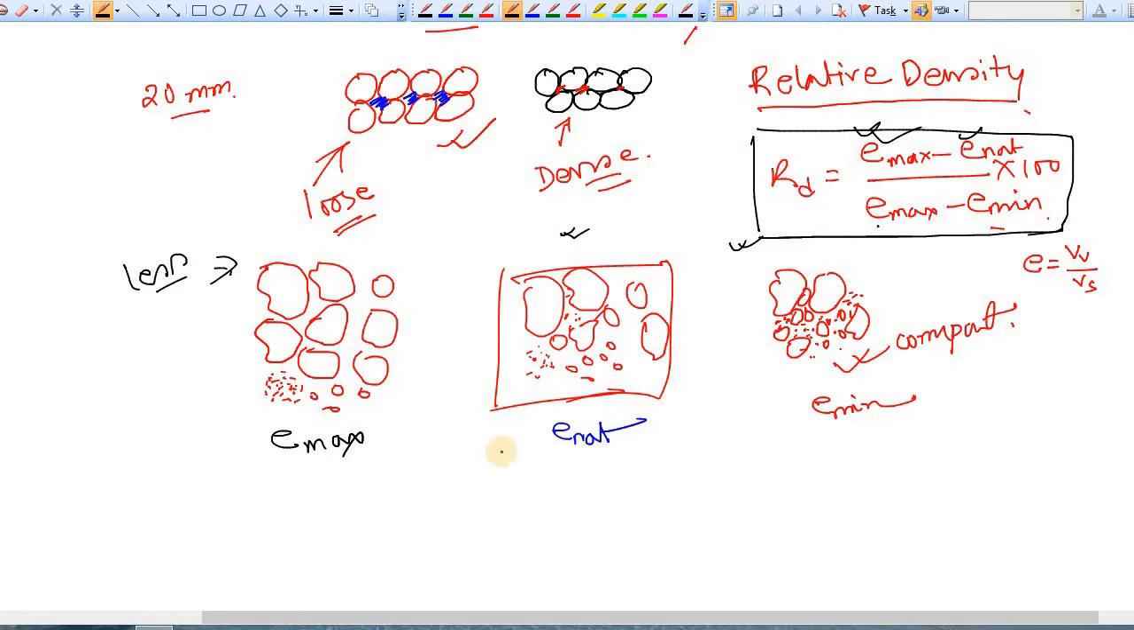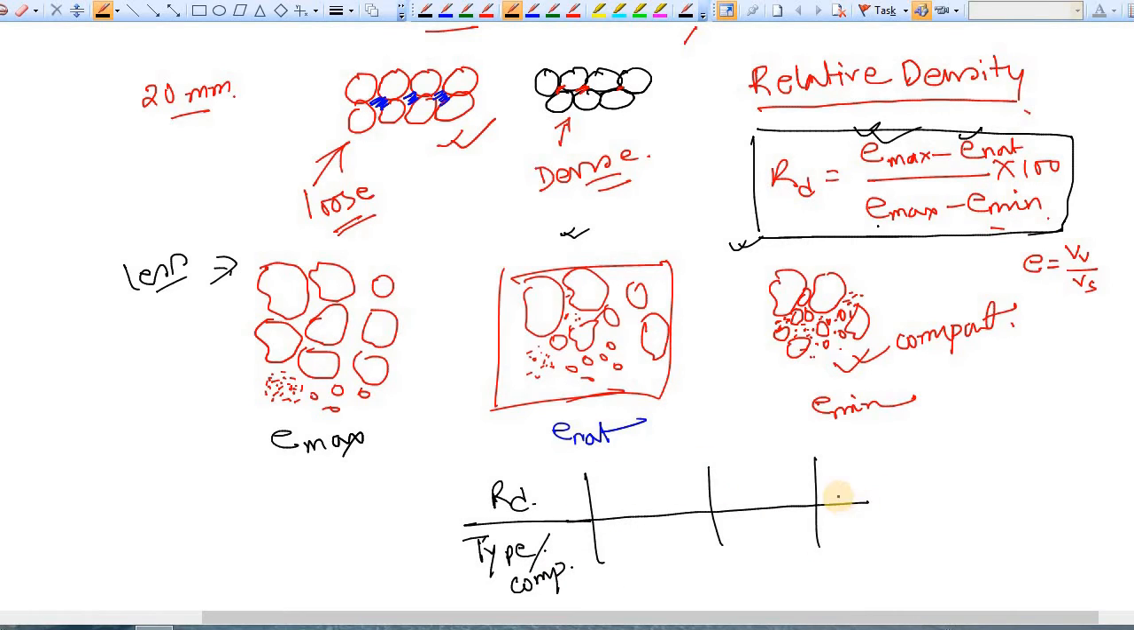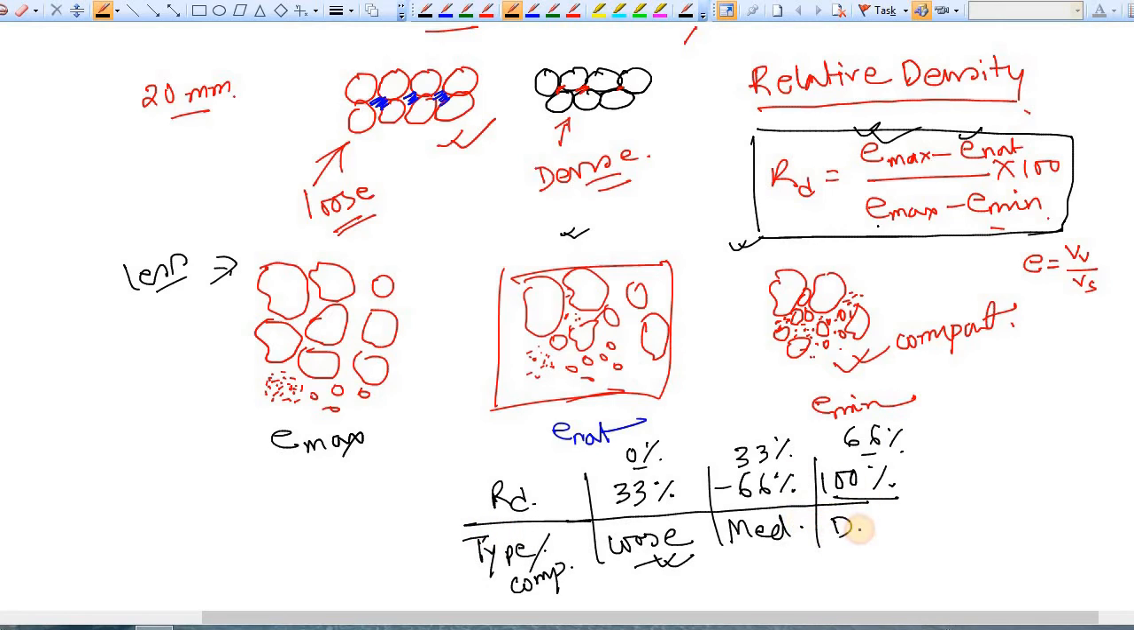Okay, and let's say you have relative density here, and here you have nomenclature, type of soil or compactness. There are mainly three windows in general. First one is 33%, second one is 66%, last one is 100%. When you have relative density from 0 to 33%, the compactness is defined as loose. When you have RD from 33% to 66%, we will call the compactness as medium. And when we have 66% to 100% RD, we will call it dense soil, or the compactness is dense.